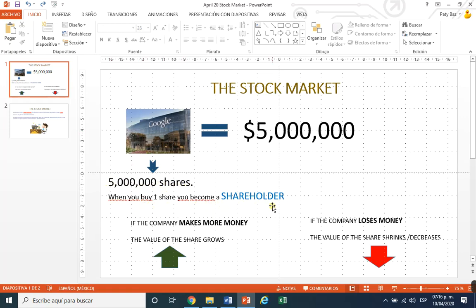Okay? So, if the company makes more money because they are doing the job very well, the value of the share grows. That means if you bought one share, the value of your share will grow. But in the other case, if the company loses money because the business is not so good, the value of the share shrinks or decreases. That means the value is going to be less, okay? So we already know that these parts in which the company is divided are called shares. And when you own or buy a share, you become a shareholder.